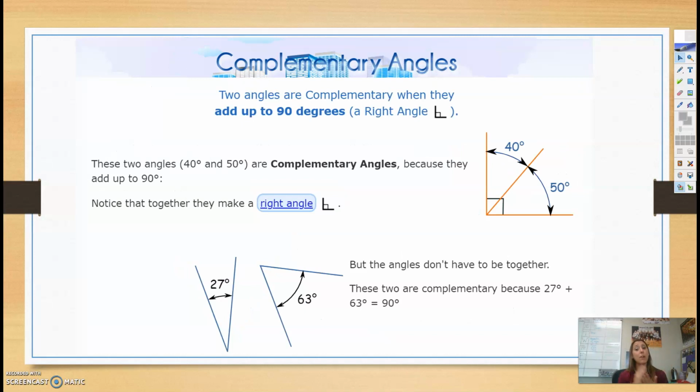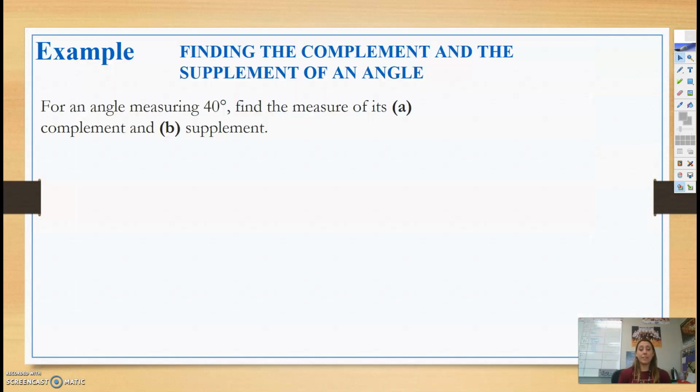So then if we talk about complementary angles, the only thing I want you to write down: 2 angles are complementary when they add up to 90 degrees. So the sum of 2 angles is a right angle. Okay, so here's some examples.